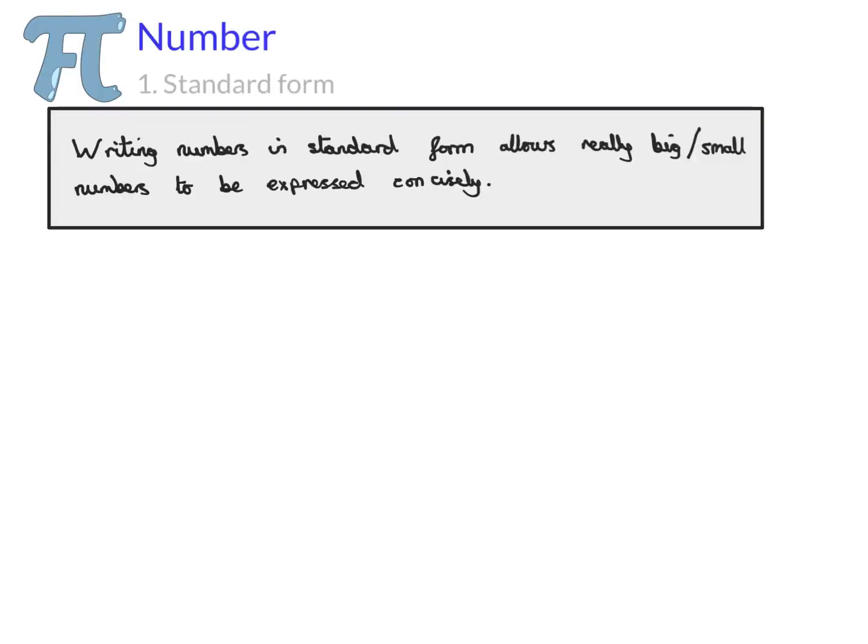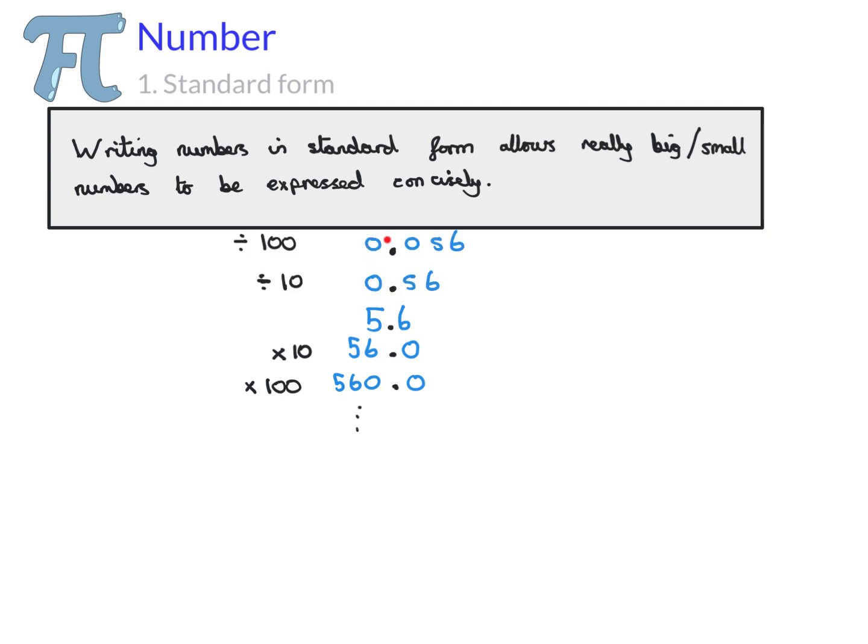Pick a number between 1 and 10, say 5.6. We know, with our number system, multiplying this number by 10 moves each digit to the left relative to the decimal place. Multiplying by 10 again moves it all again to the left, whilst dividing by 10 moves it all to the right relative to the decimal place.